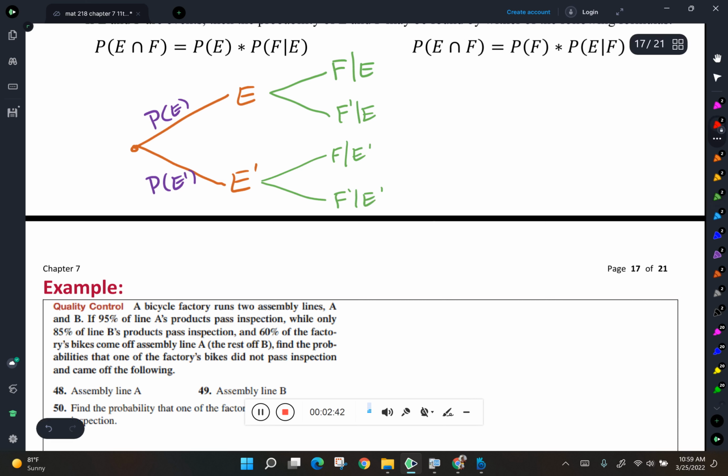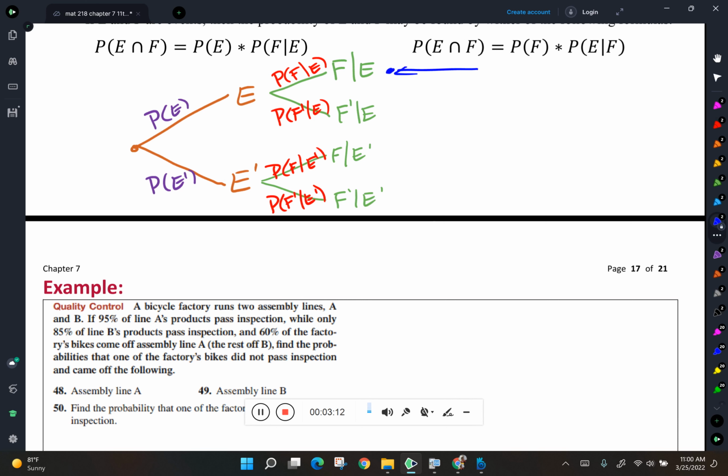And then each of those branches would have a conditional probability. This would be the probability of F given E. This would be the probability of F not given E. This would be the probability of F given that E didn't happen. And then down here, this would be the probability that F didn't happen given that E didn't happen. And what the product rule tells us is that to get to the end means that you're looking at E and F both happening, or the probability of E intersection F.